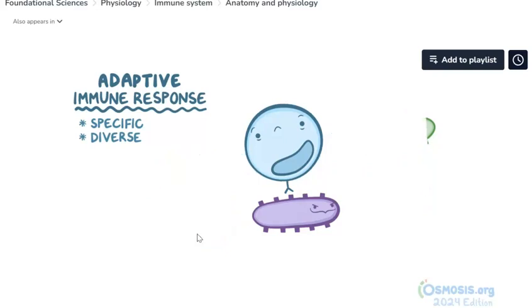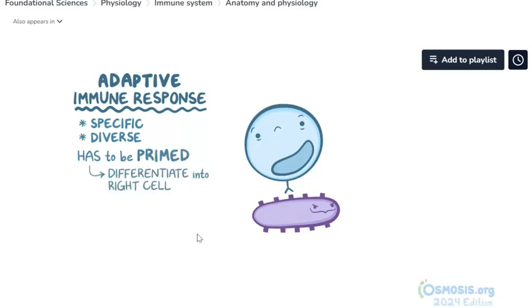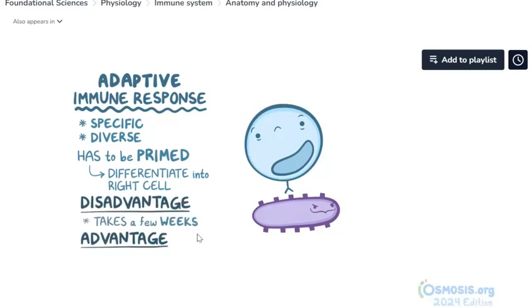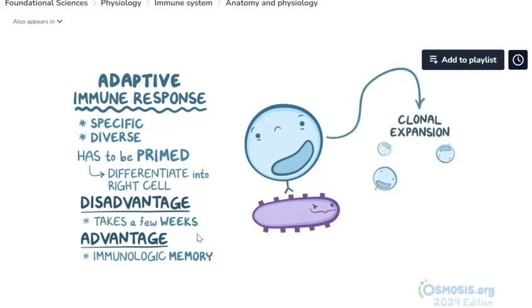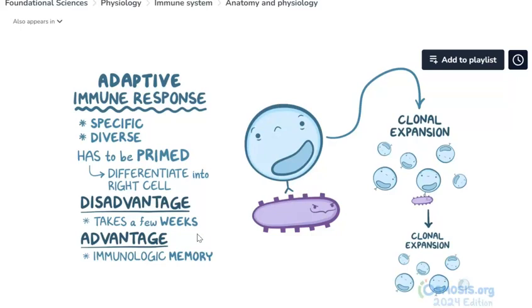The trade-off is that the adaptive response relies on cells being primed or activated so they can fully differentiate into the right kind of fighter to kill that pathogen, and that can take a few weeks. But the great advantage of the adaptive immune response is immunologic memory. The cells that are activated in the adaptive immune response undergo clonal expansion, which means that they massively proliferate. And each time the adaptive cells see that same pathogen, they massively proliferate again, resulting in a stronger and faster response each time that pathogen comes around.